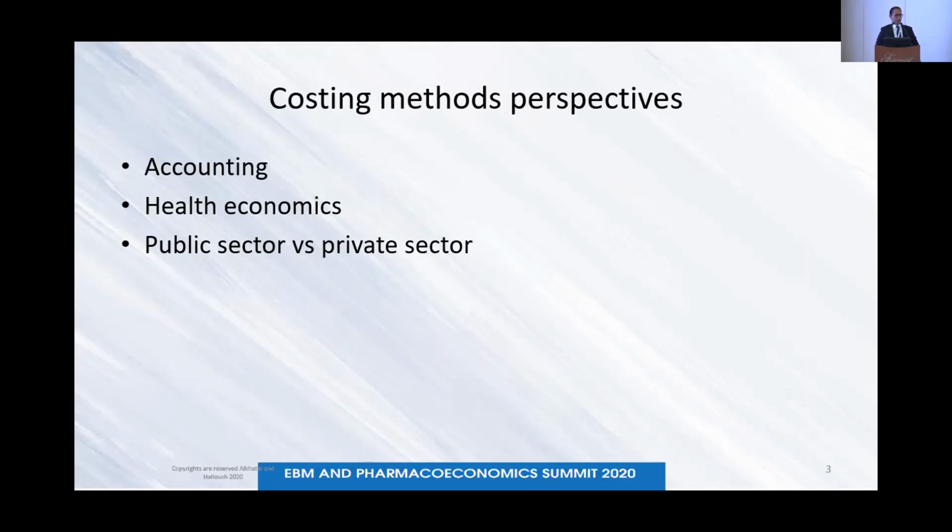For accounting, for an example, I'm going to give one example for each. For accounting, what they are interested in is just to report the total cost, the total actual cost, which is in fact different from what is needed by the health economist, because the health economist is interested in what we call opportunity cost. And opportunity cost is not captured usually by the accountant.